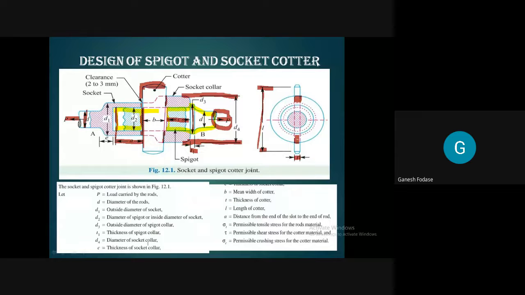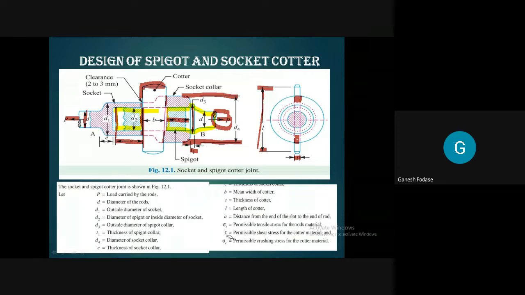Then sigma T. Now these are the three stresses that we need to consider. I told you we are going to consider tensile stress. Sigma T is the permissible tensile stress for the rod, tau is the permissible shear stress, and sigma C is the permissible crushing stress. Now what do you mean by permissible? Up to that limit. It means that machine element, that component, is going to sustain this much amount of stress.